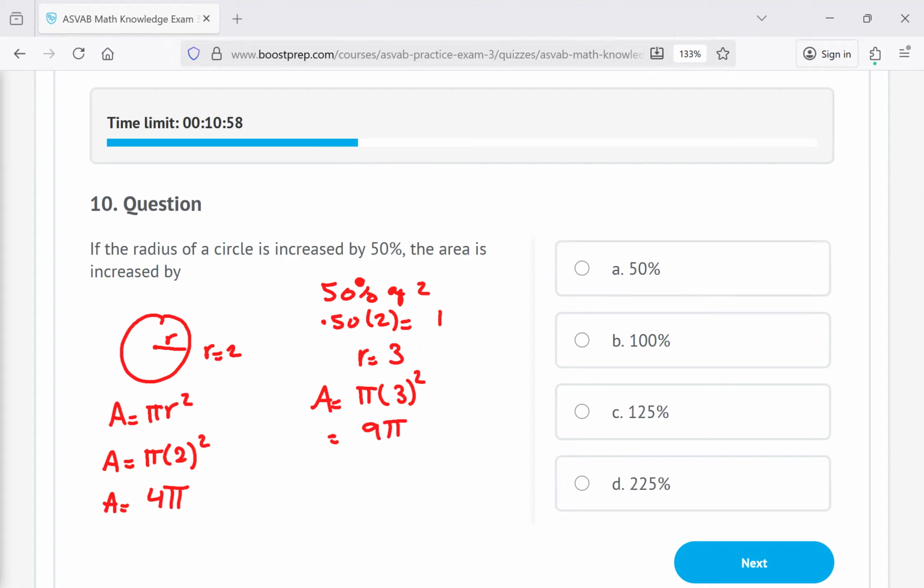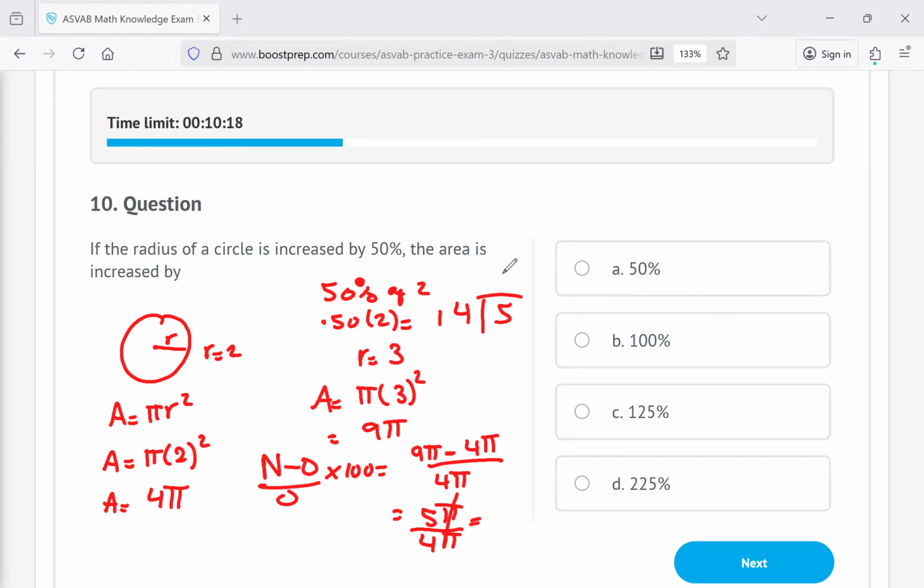Now, what you would need to do is use this formula. You probably remember it: new minus old over old times 100. This will give us the percentage increase. My new area was 9 pi, minus my old area, which was 4 pi, divided by my old area, 4 pi. So what's 9 pi minus 4 pi? 5 pi over 4 pi. The pi cancels, and then you have 5/4.